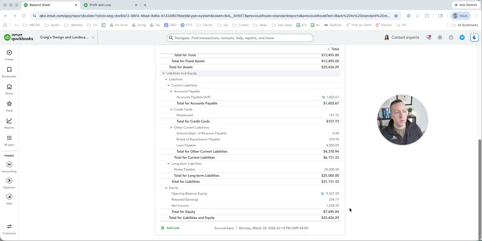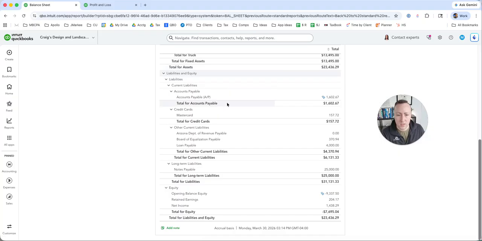So maybe you've heard someone talk about the accounting equation. In the most basic form, it's assets equals liabilities plus equity. So the sum of total liabilities and your equity has to equal assets. And QuickBooks is set up in a way where it pretty much forces you to be in balance at all times. But the difference between liabilities and equity is important.